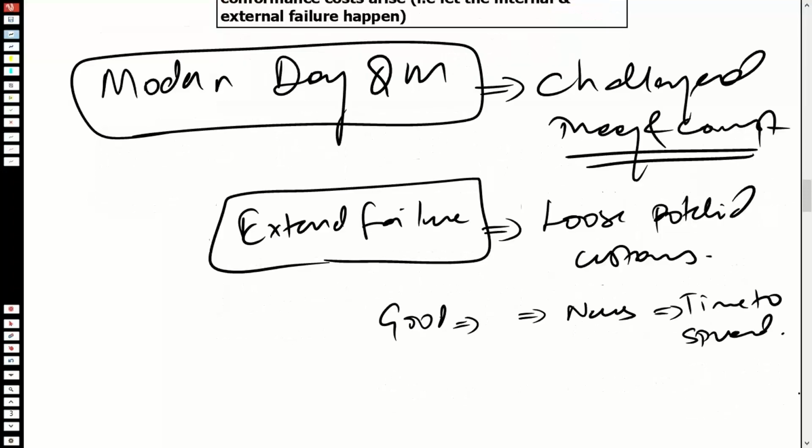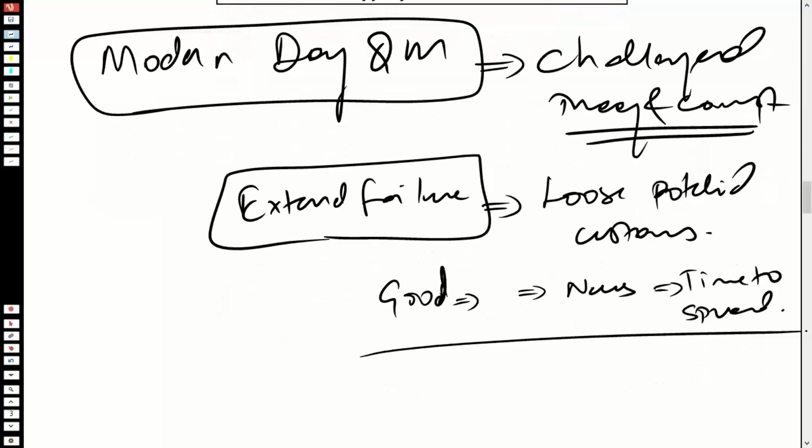But if you are not good as an organization, then this news is going to spread very fast, and every single person who is not even your customer would come to know that you are not a good organization. So let me try to help you with this.